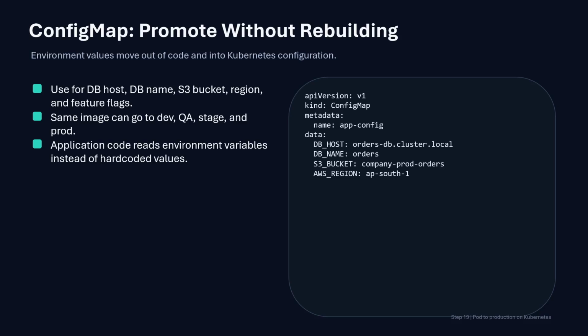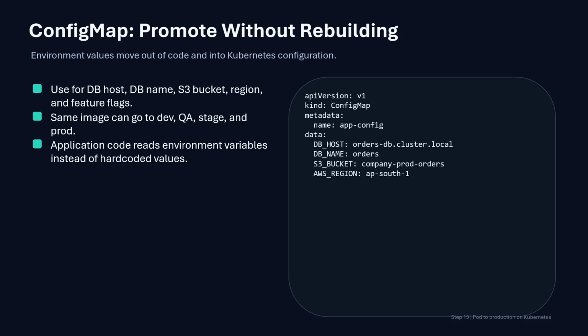To do that, we have to use a concept called config map. That means the application dependency configs should be stored in the config map instead of hard-coded in the application code itself. The application code reads environment variables instead of hard-coded values. The same image can go to dev, QA, stage, and prod with different application configurations.